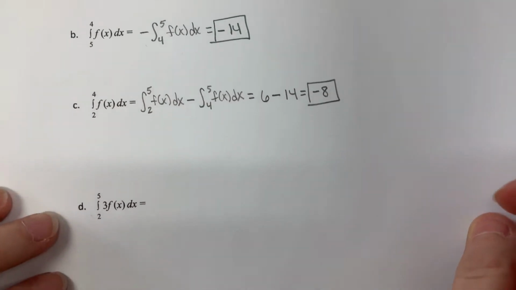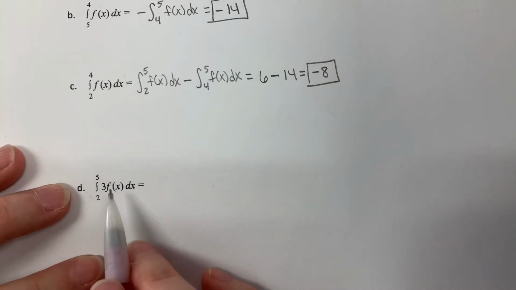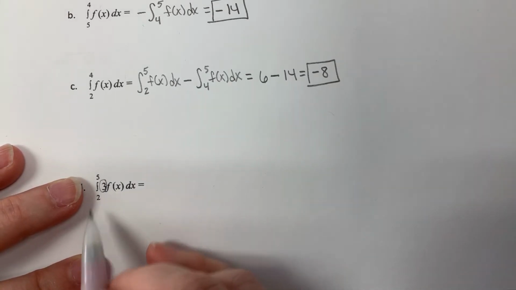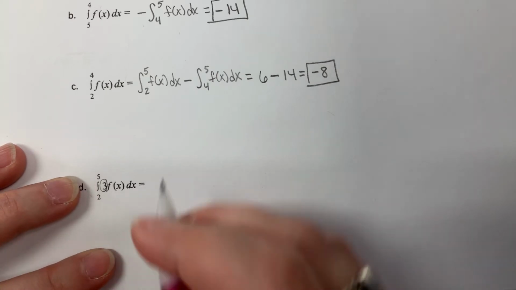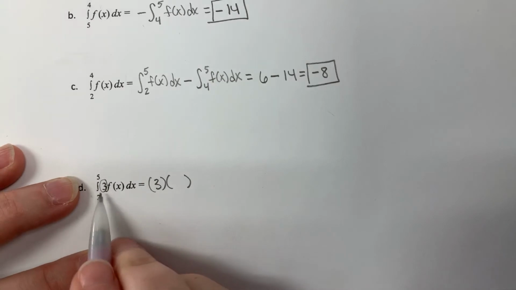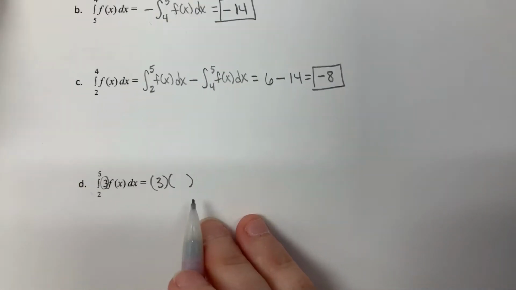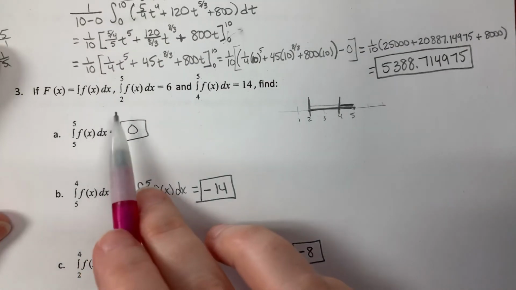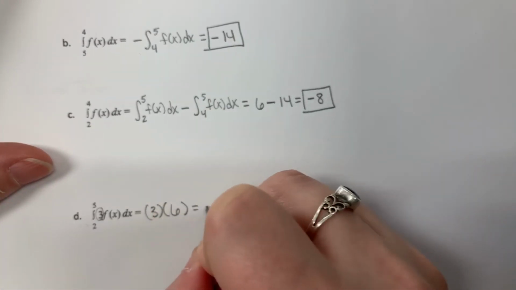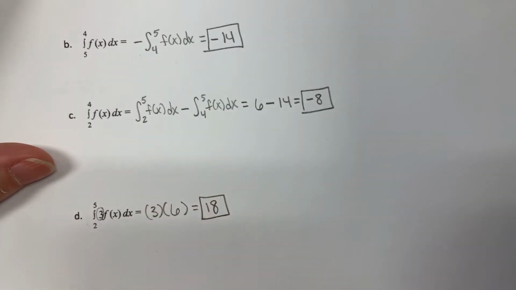Okay, part D. This one is saying I want to know what the integral from 2 to 5 is, except I put a 3 in here. So I have 3 times whatever the function is. That just means you're going to take 3 times whatever this integral from 2 to 5 is, which again, if I go back up here, my integral from 2 to 5 was 6. So 3 times 6 is 18.